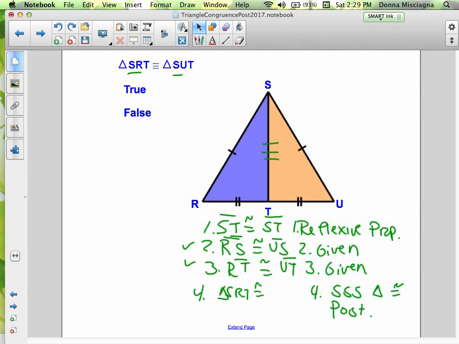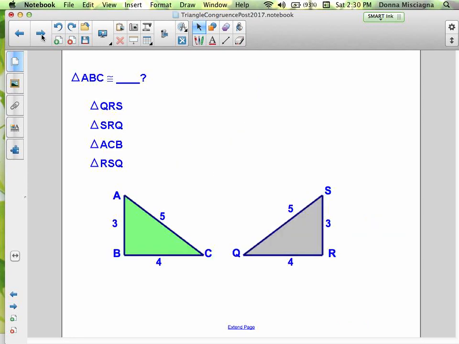using the side, side, side, triangle congruence postulate, and it was matched up correctly in the statement. Okay, so that was a true. Then there were more questions on the little practice quiz. I'm sorry, we have three more questions.